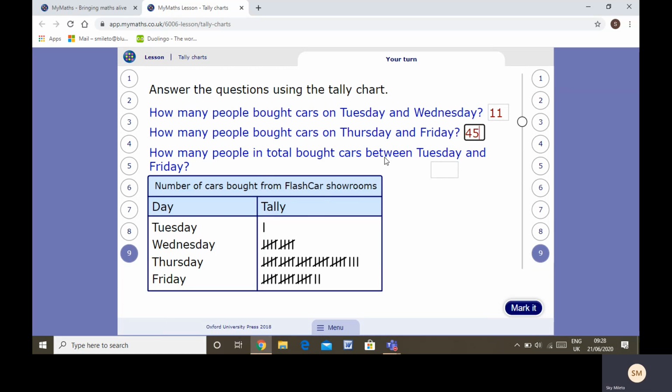How many people in total bought cars between Tuesday and Friday? If we know that 11 bought them on the first 2 days and 45 bought them on the second 2 days, we can add these numbers together to make 56.